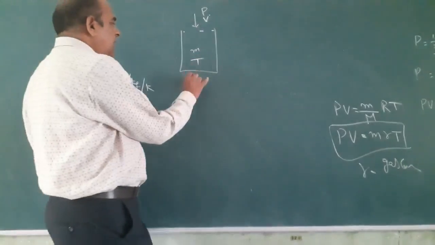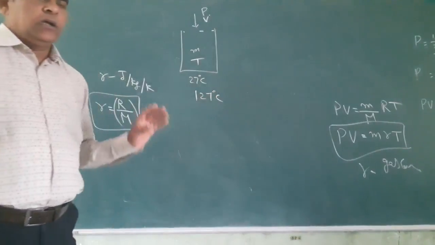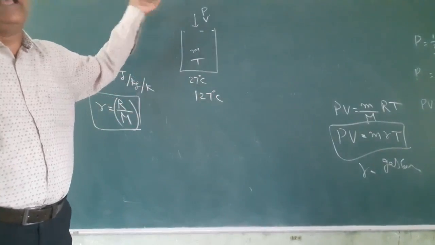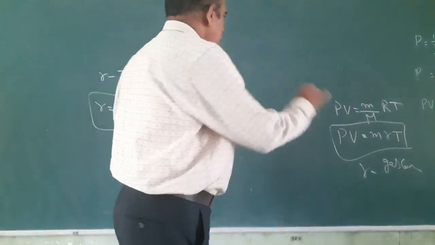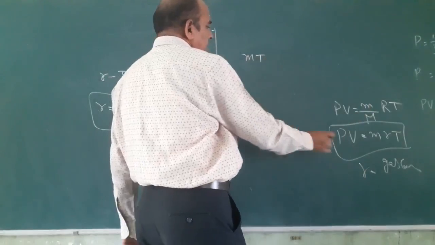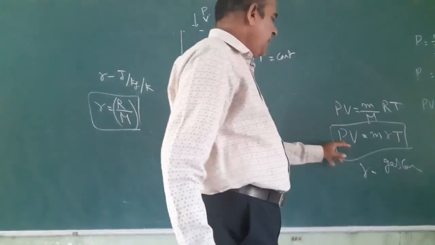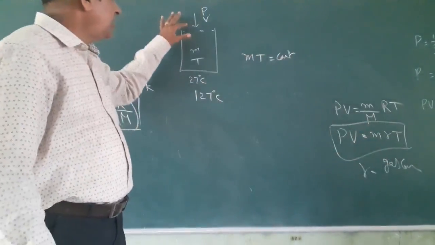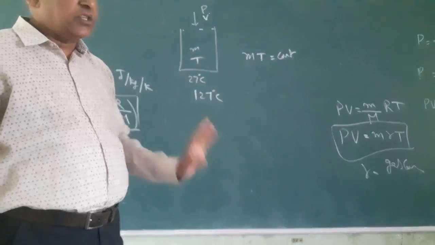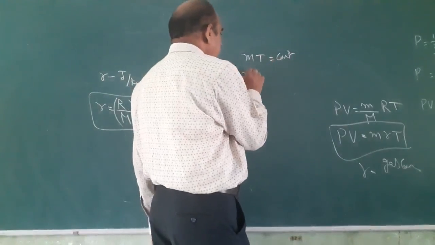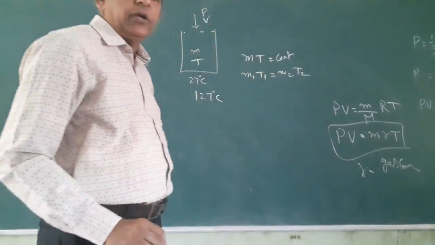Initially the temperature is 27 degrees centigrade. Now it is made 127 degrees centigrade. Calculate the mass of the gas expelled. PV is equal to mRT. Therefore, m and T are variable, but mT is constant, because pressure and volume are constant, open vessel means, and small r, the gas constant, is also constant. So m1 T1 is equal to m2 T2.